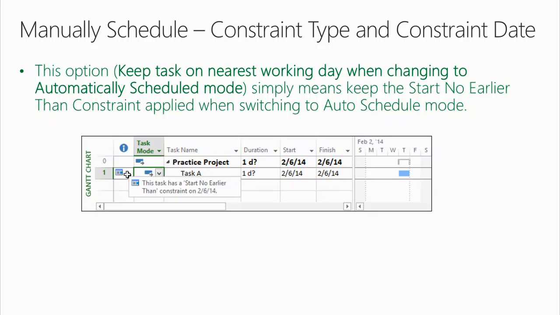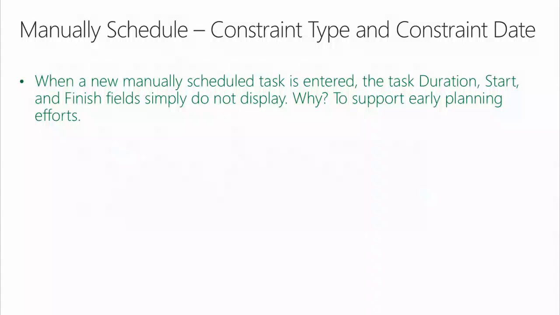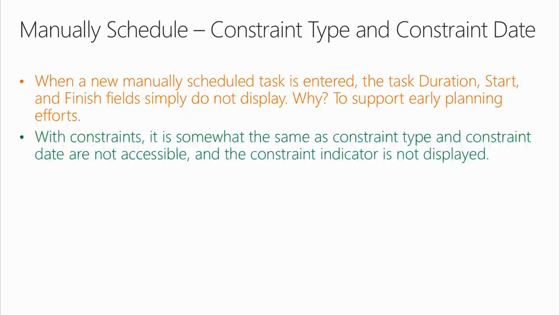Let's take it a little bit further now. Okay? Terry, when a new manually scheduled task is entered, the task duration, start, and finish fields simply do not display. Why? To support early planning efforts. That's what this is about. With constraints, it is somewhat the same as constraint type and constraint date are not accessible, and the constraint indicator is not displayed.